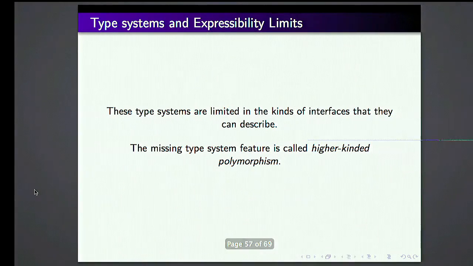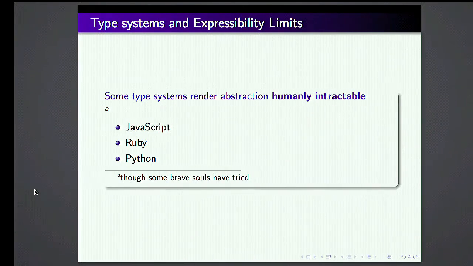So the kind of type system feature that I introduced into my hypothetical Java 88, or whatever version it's going to be, it's called higher kind of polymorphism. Okay, so again, just another fancy term. Some type systems are just humanly intractable. Okay, it is not possible to write correct programs in these programming languages. That's why we don't see anything like abstraction in them. So what happens is you bang out 10 lines of code, you spend the next 10 years trying to make it work.